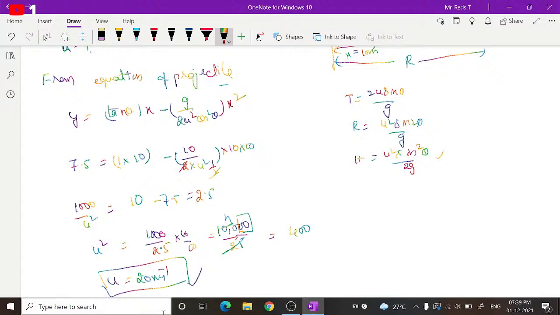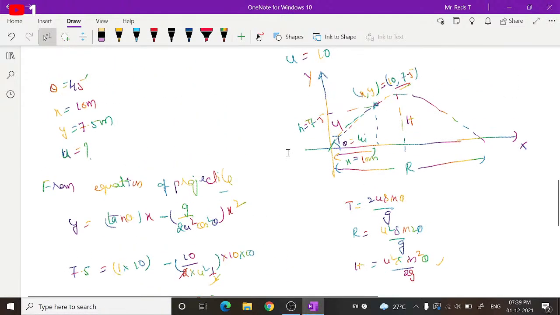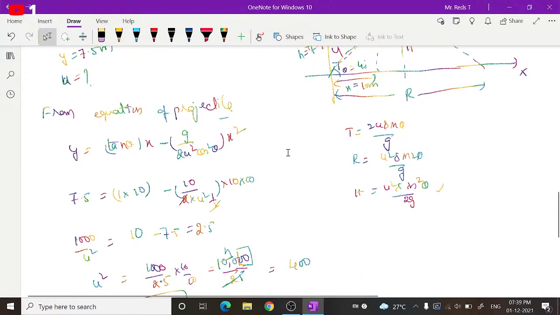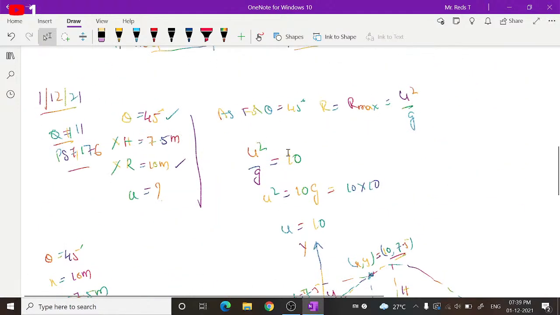This is how you can find it by using the xy coordinates. They are not maximum range and maximum height. That is what you have to understand carefully. Do you understand? So you shouldn't misunderstand the given data, and you shouldn't use that process.